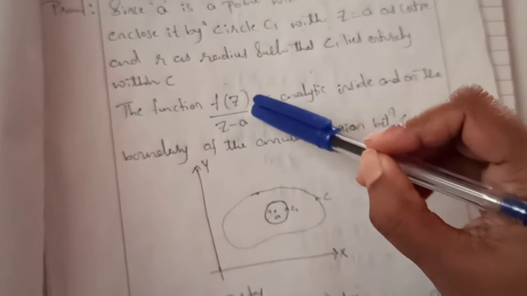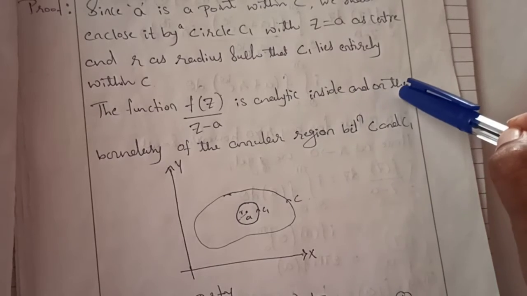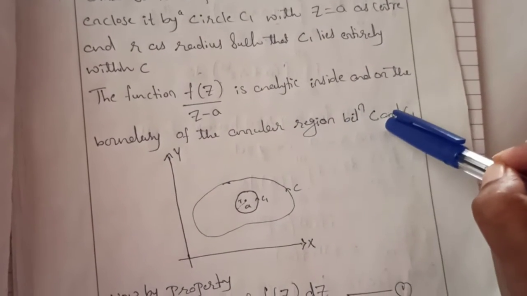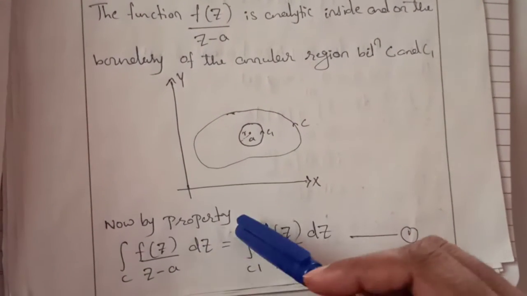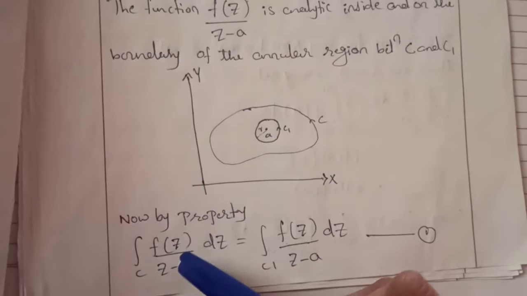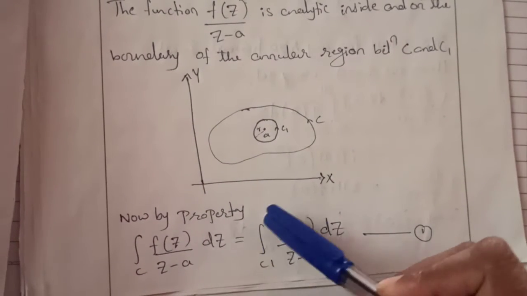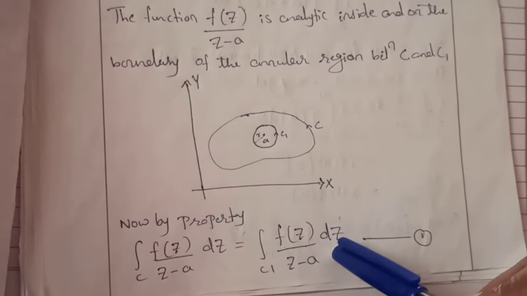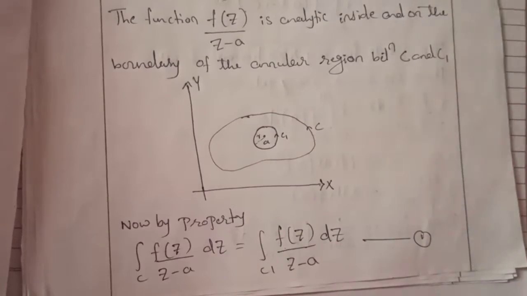The function f(z) divided by (z minus a) is analytic inside and on the boundary of the annular region between C and C1. According to the previous property, integration of C f(z) divided by (z minus a) dz is equal to integration of C1 f(z) divided by (z minus a) dz. Call it equation number 1.